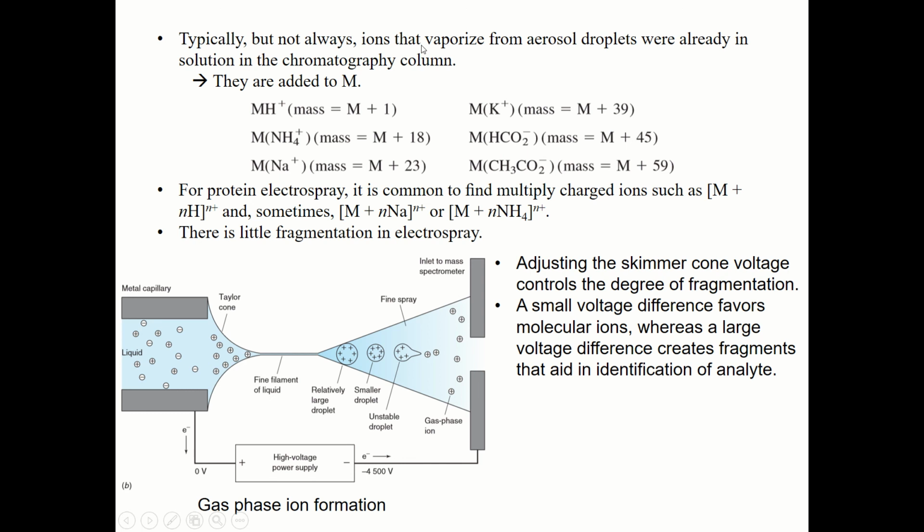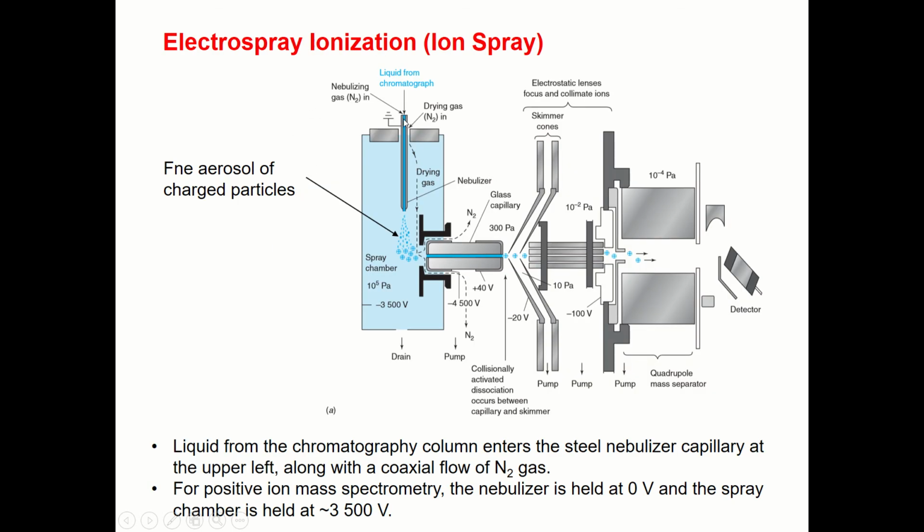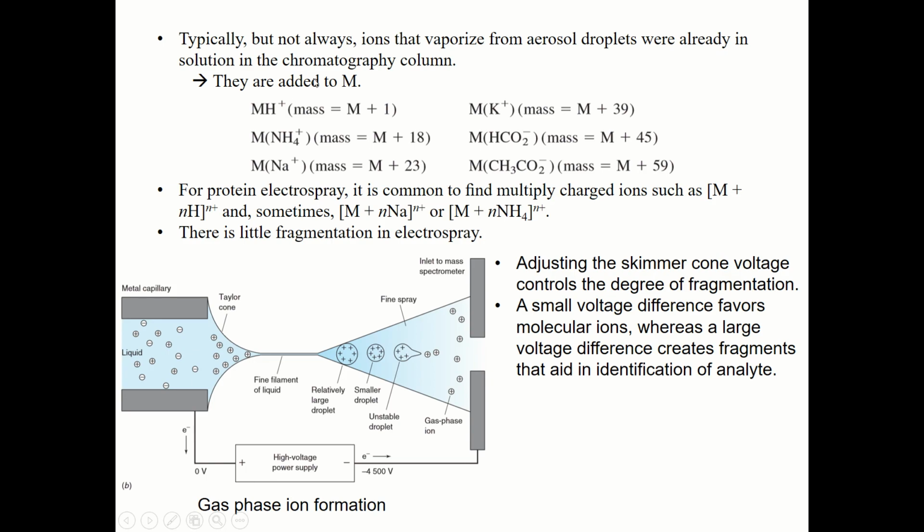Typically, but not always, ions vaporize from aerosol droplets or are already in solution in the chromatographic column. Here you see your sample, already separated by liquid chromatography, enters the nebulizer and is sprayed, and then it becomes a fine aerosol, but it may already contain ions. Vaporized aerosol droplets are already in solution, and they already have ions.